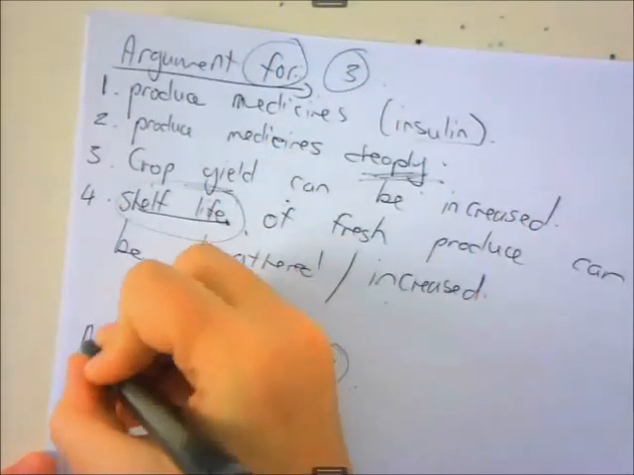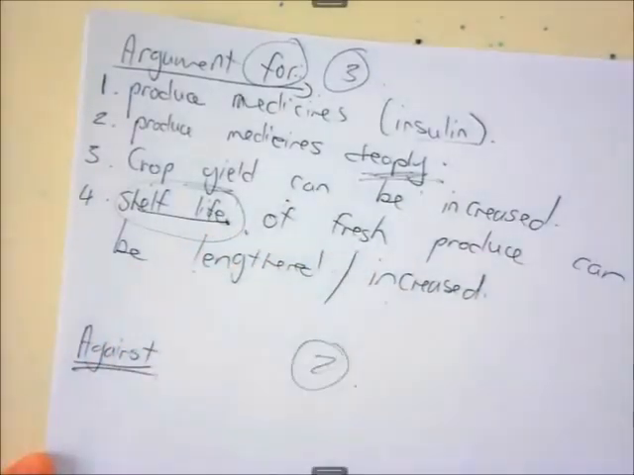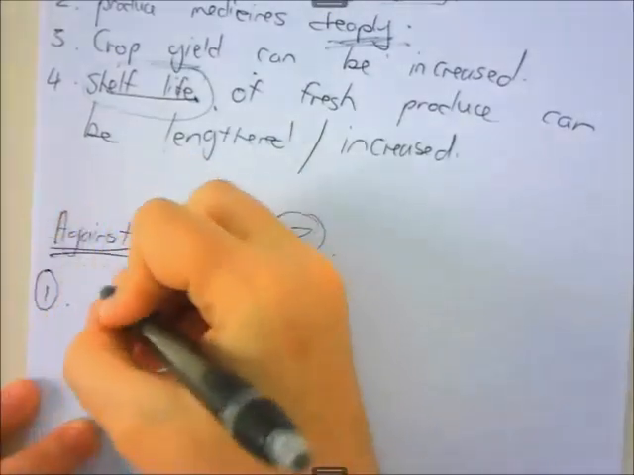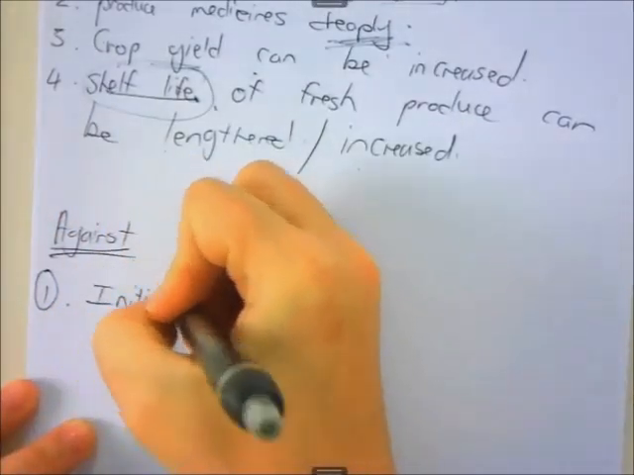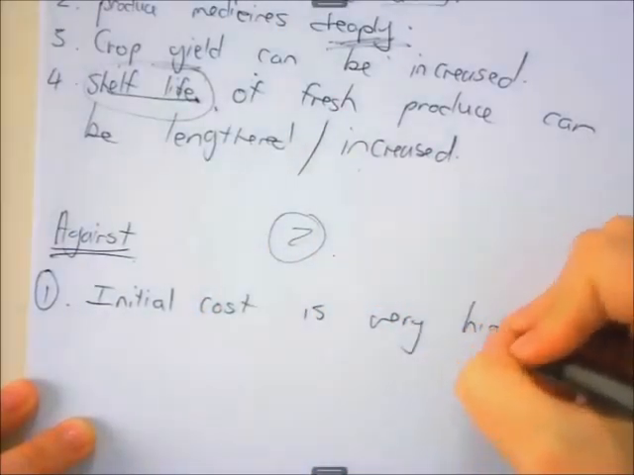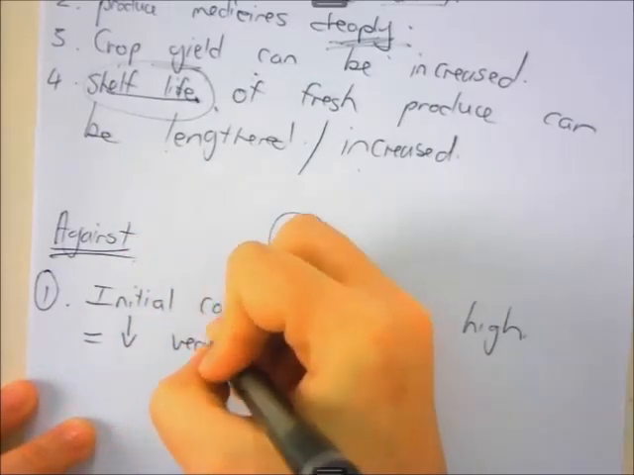And then obviously the flip side of this coin is that there are arguments against genetic engineering. The first thing is that the initial cost is very high. Okay, so that means that the initial cost is very expensive.